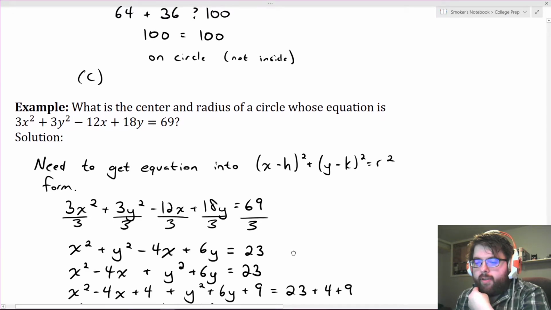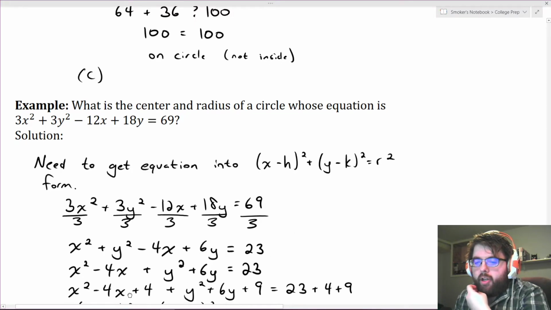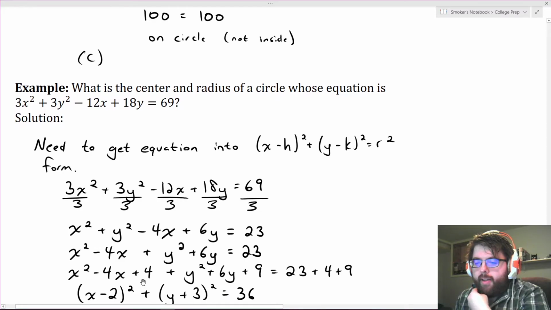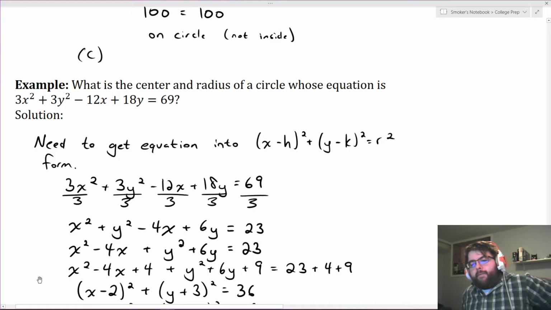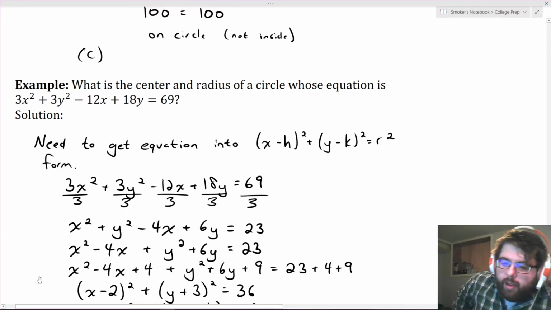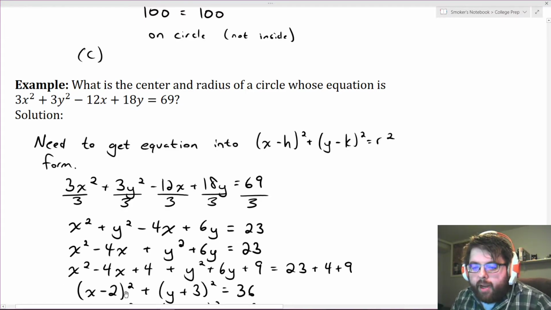Now here's the trickiest part of this. What's going on here is I want to take x squared minus 4x and convert that to x minus something quantity squared. And I'm going to add 4 to both sides. I'm just going to show this whole thing here and then walk through it. I'm adding 4 because when you FOIL x minus 2 quantity squared, you would do x minus 2 times x minus 2.